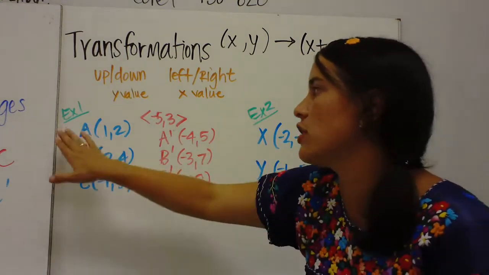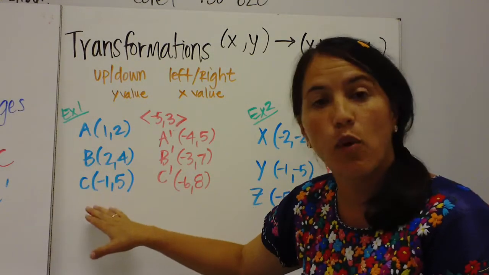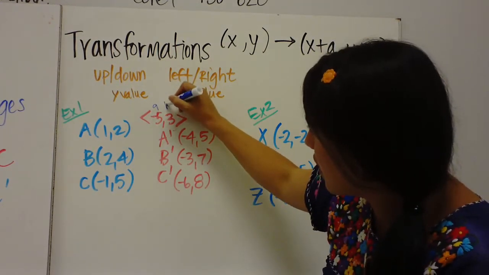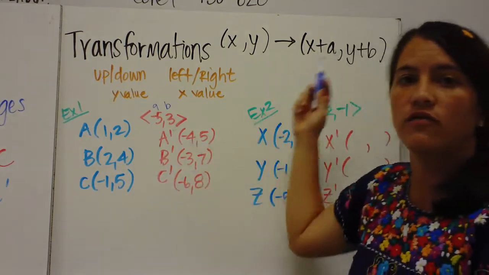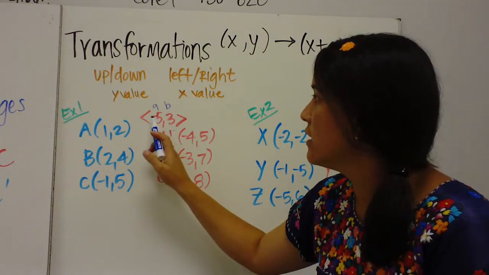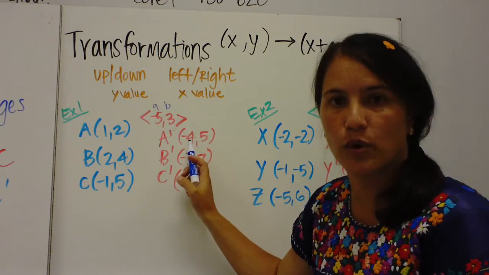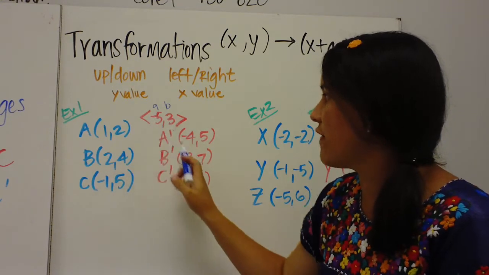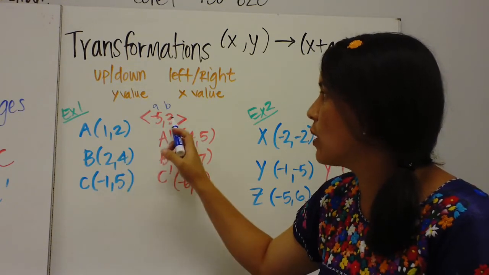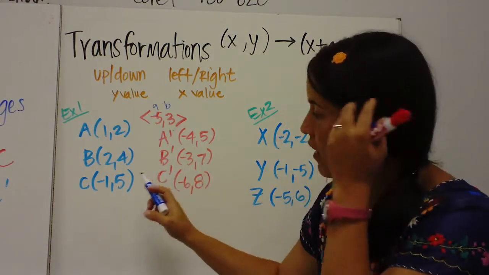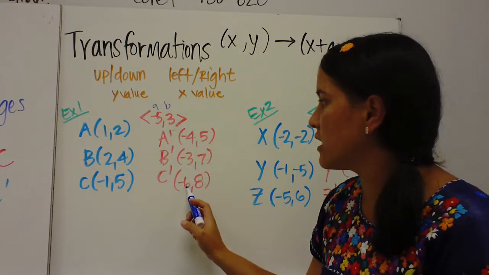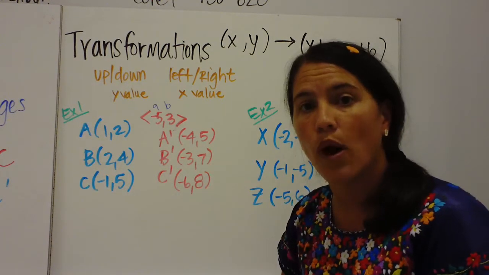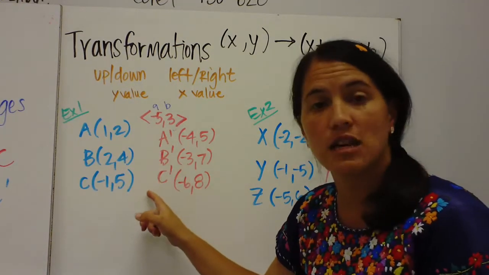So here's some examples. Let's say you have A, B, and C, and you have points. Your translation is -5, 3. So this would be your a and your b. That means we're going to follow this rule. So we would add 1 plus -5, and we get -4. 2 plus 3, and we get 5. 2 plus -5, and that gives us -3. 4 plus 3, and that gives us 7. -1 plus -5 is -6. 5 plus 3 is 8. So all I've done is I've translated the points and given A prime, B prime, and C prime for the transformation.